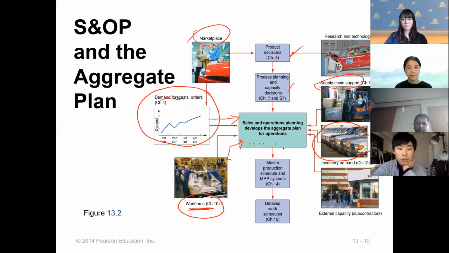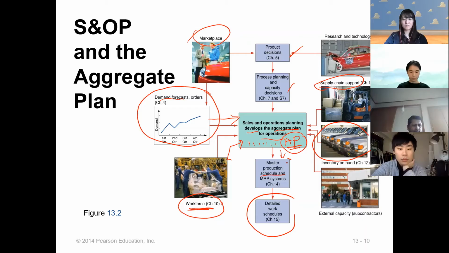When all this is available, then you come up with your aggregate plan. Okay, aggregate plan. So sales and operation planning develops the aggregate plan for operations. So once your aggregate plan is developed, then only you can develop your schedule, master production schedule, MRP, and so on, and detailed work schedules. Okay, any questions? This is the overall picture of where aggregate planning fits in.